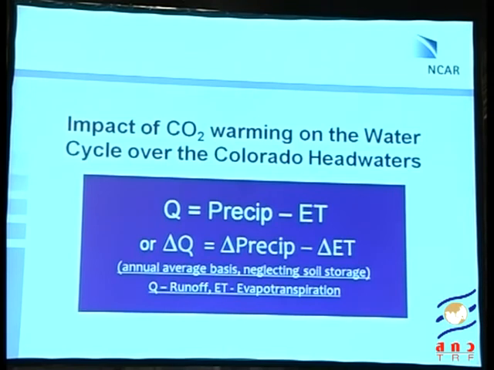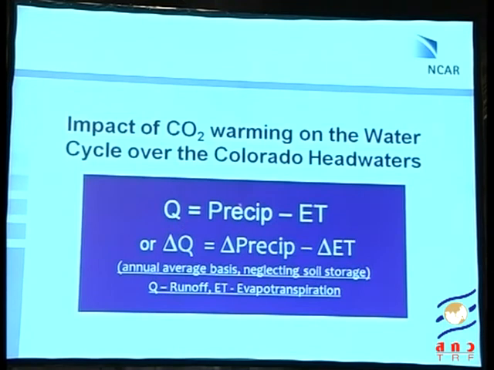So then finally, I'd like to look at the impact of warming on the water cycle over the headwaters. So what we're going to do is over that Colorado headwaters subdomain region, we're going to look at these 3 terms: runoff, Q, precipitation, and evapotranspiration. On an annual basis, neglecting soil storage, we can form this equation.